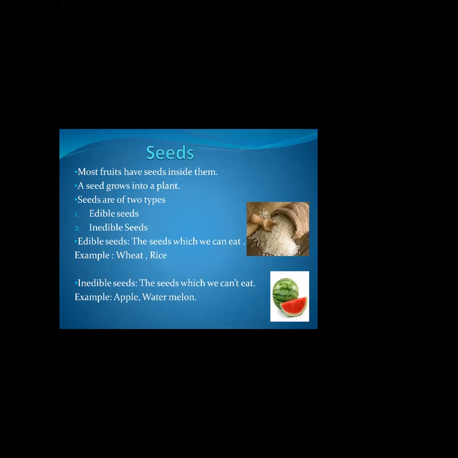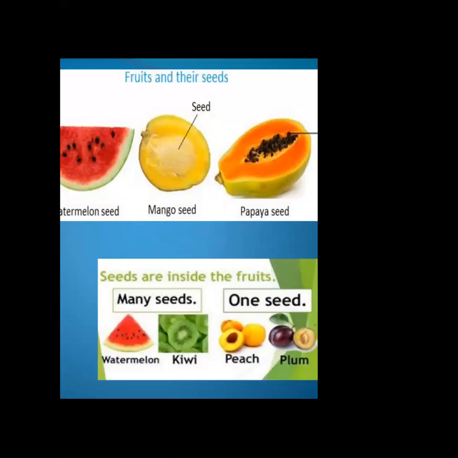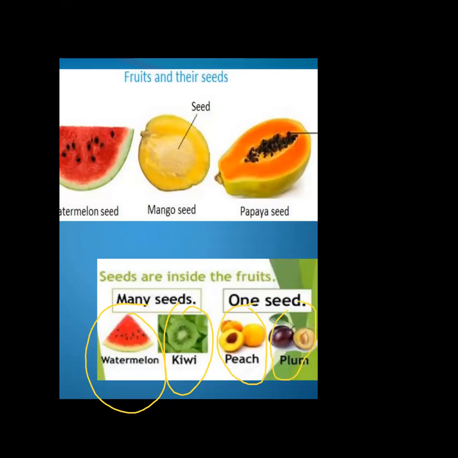Now, we also see that different fruits have different numbers of seeds. If you see this picture, in watermelon there are many seeds, in kiwi there are many seeds, but in peaches, in plums, in mangoes, only one seed is there. Now if you see this picture, papaya, again many seeds. Mango, only one seed. Watermelon, many seeds.